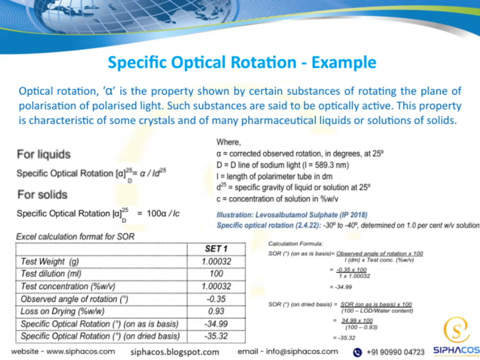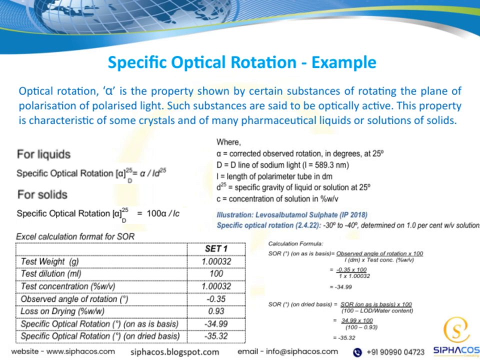Optical rotation, or α, is a fascinating property exhibited by certain substances. It refers to their ability to rotate the plane of polarization of polarized light passing through them. When a substance has this ability, we say it is optically active. This property is quite characteristic of some crystals, as well as many pharmaceutical liquids or solutions of solids. Understanding optical rotation helps us identify and analyze these substances.